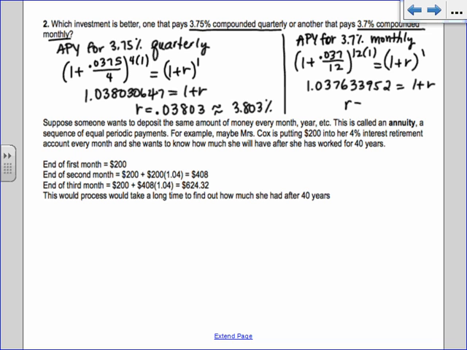So I end up getting r equals 0.0376339, let's say 334, or 34, I guess. So what's that? It's around 3.763%. So what's better? The first one, right? So this is what's better. So do you see what we're doing? So we're comparing the annual yield at the end of the year. So what percent did I gain at the end of the year?